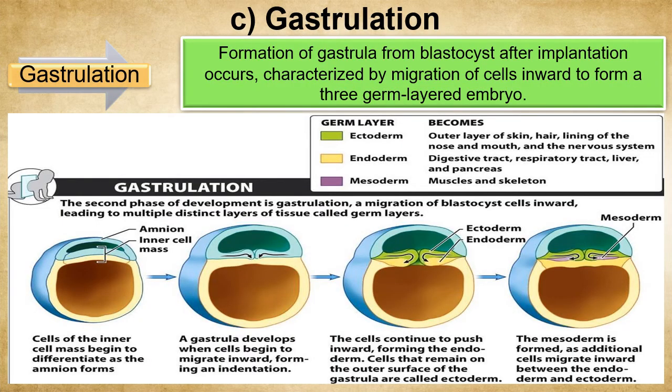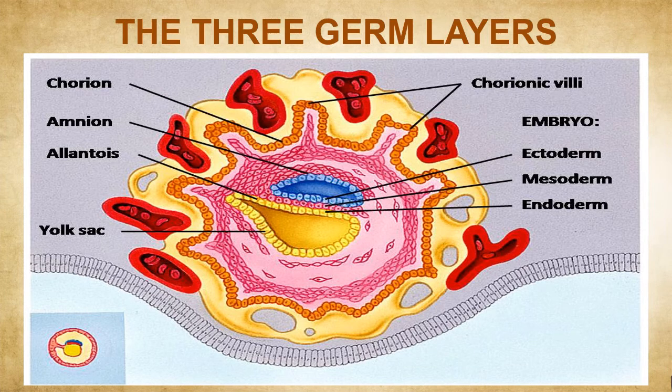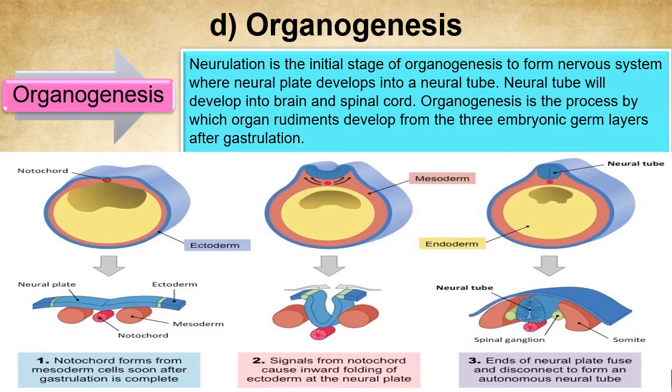Gastrulation is the formation of the gastrula from the blastocyst after implantation occurs. About 2 weeks after fertilization, the inner cell mass in the blastocyst will be rearranged. It is characterized by migration of the cells inward to form a 3-germ-layered embryo. The inner cell mass will differentiate into ectoderm, mesoderm, and endoderm. This diagram shows the embryo embedded in the endometrium and consisting of the 3 germ layers, ectoderm, mesoderm, and endoderm.